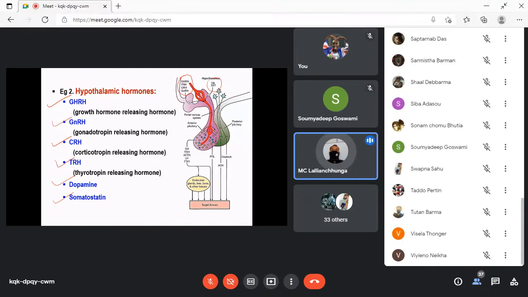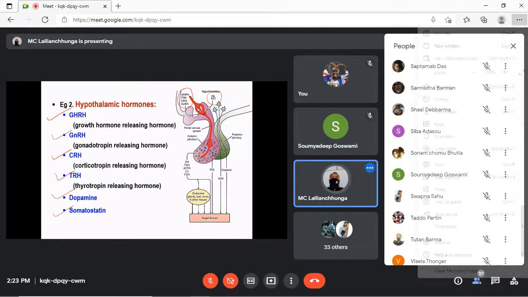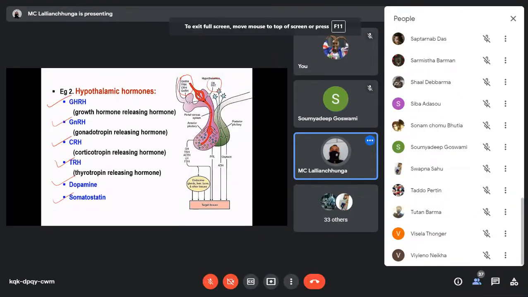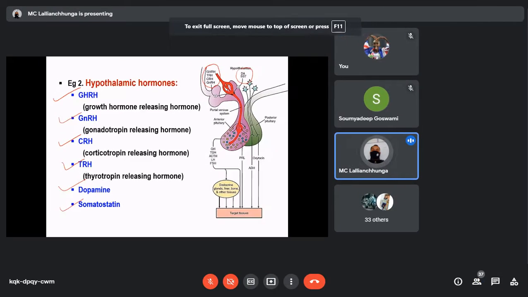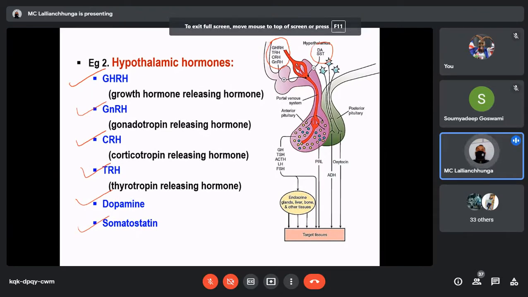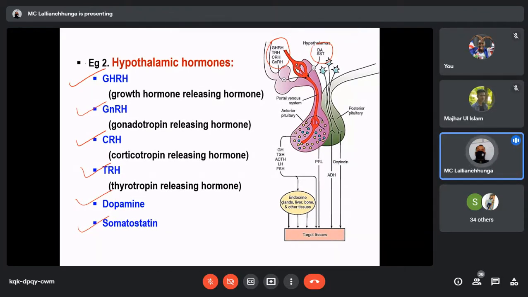Actually, you have to remember this: these hypothalamic hormones are sometimes known as hypothalamic factors instead of hormones. The second example I have given you is very important, because they are controlling the hormones of the anterior pituitary gland. All these things will be discussed in detail.